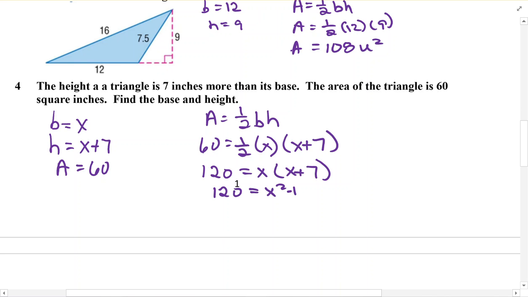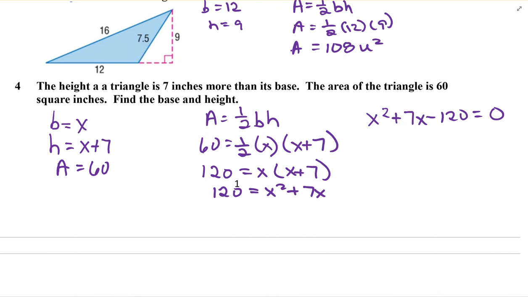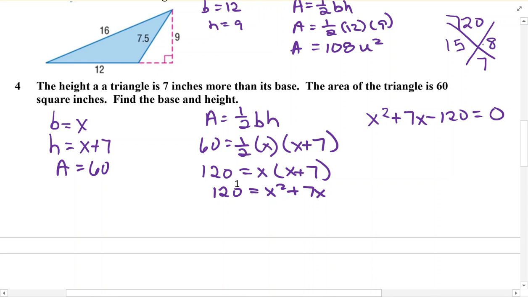120 equals x squared plus 7x. So x squared plus 7x minus 120 equals 0. So we're looking for the factors of negative 120 that add up to be 7. That would be 15 and 8. 8 would have to be negative. So we have x plus 15 times x minus 8 equals 0. So x has to equal negative 15, or x has to equal 8.